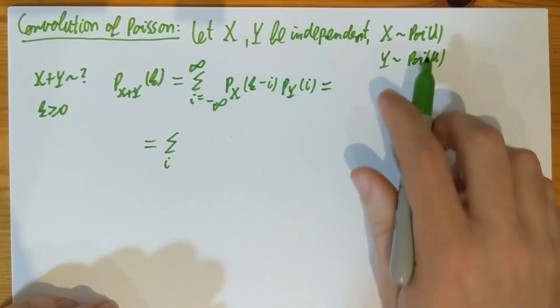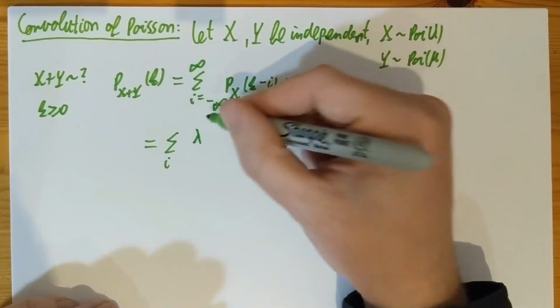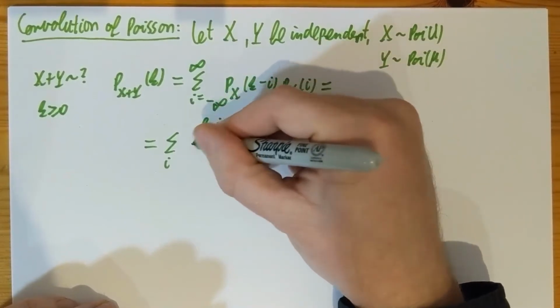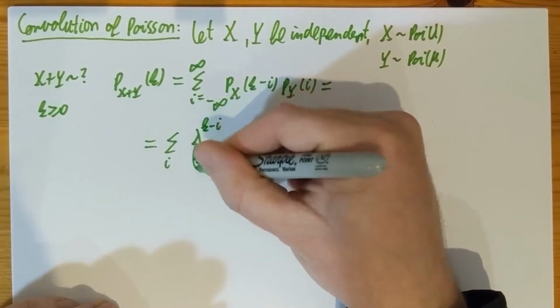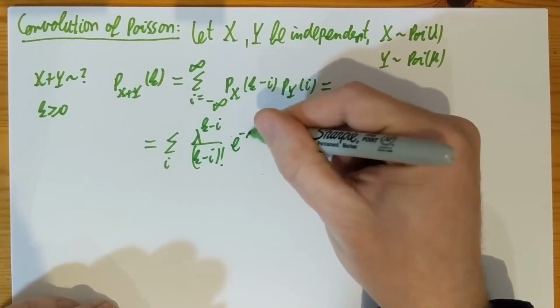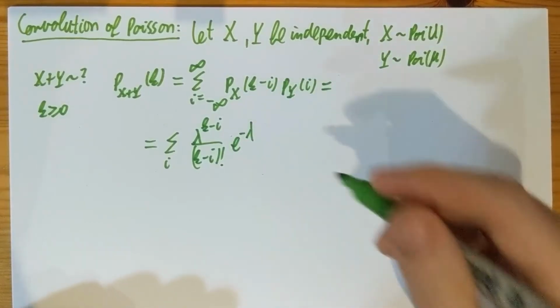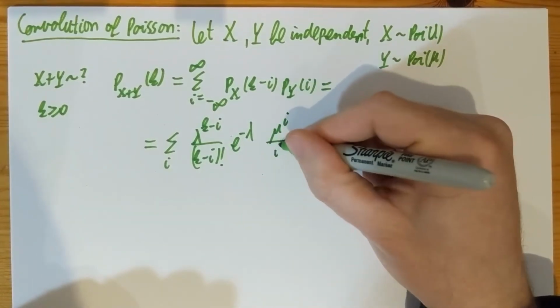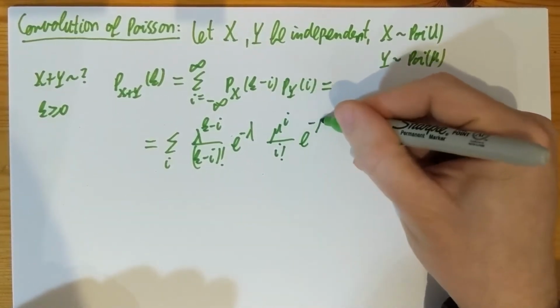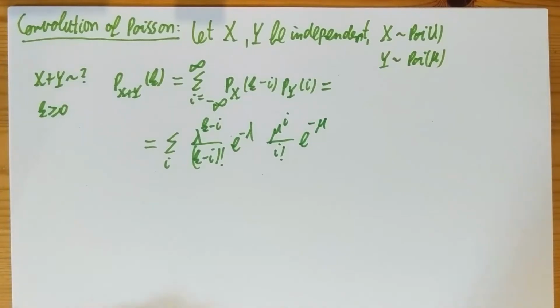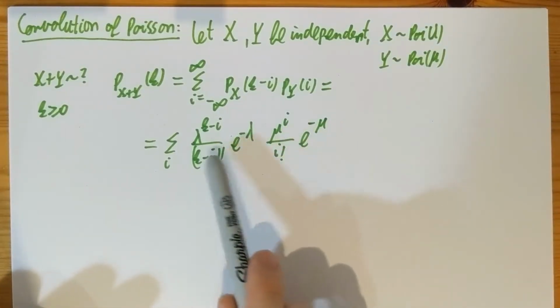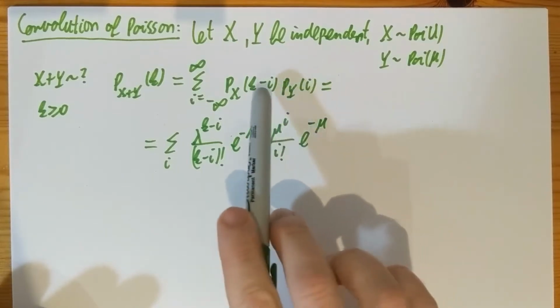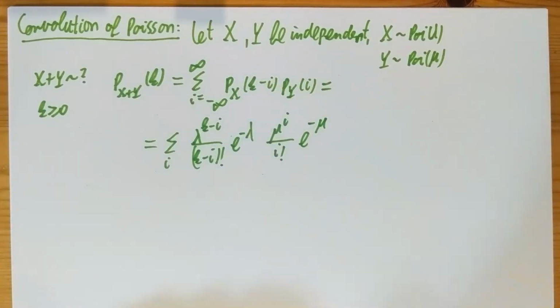So X is Poisson lambda, so this is going to be lambda to the k minus i over k minus i factorial, e to the minus lambda. Y is Poisson mu, so this is going to be mu to the i over i factorial, e to the minus mu. But at this point I have to be very careful, because these formulas are only true for non-negative variables here, i or k minus i.